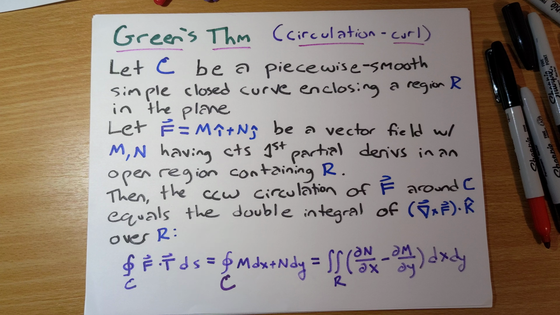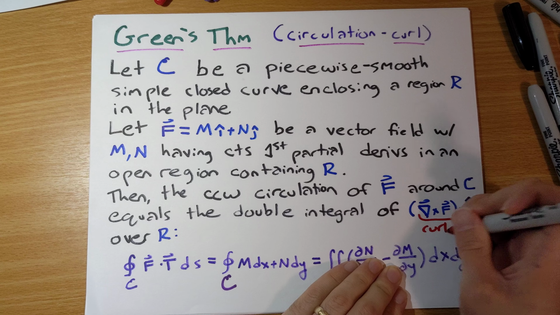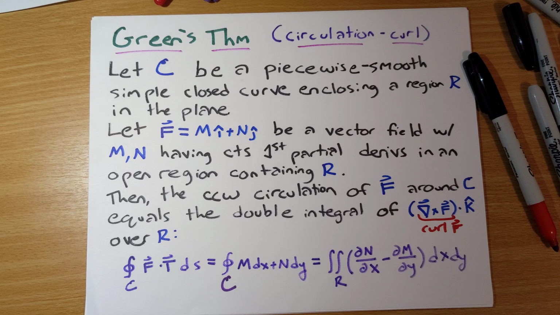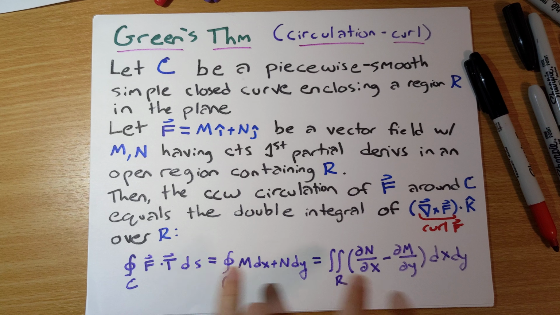So let C be a piecewise smooth, simple closed curve enclosing a region R in the plane. Let F, written as M i hat plus N j hat, be a vector field, M and N having continuous partial derivatives on an open region containing R. The counterclockwise circulation of F around C equals the double integral. This is the curl. This is the curl of F over R. So this right here is the circulation, and this is the double integral of the curl.